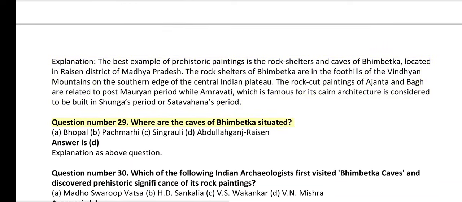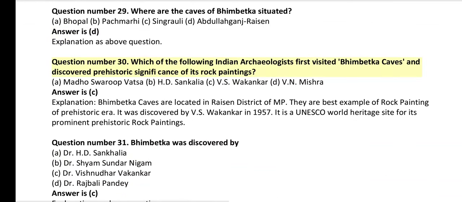Question number 29. Where are the caves of Bhimbetka situated? A. Bhopal. B. Pachmarhi. C. Singrauli. D. Abdullaganj Raisen. Answer is D. Explanation as above question.